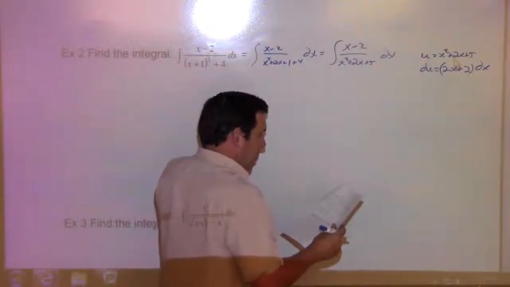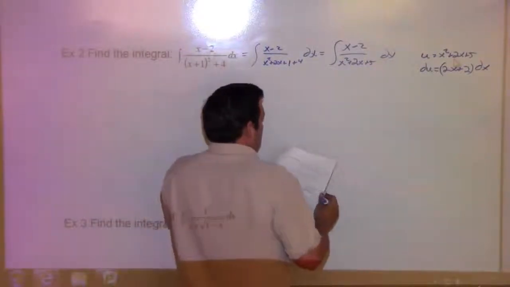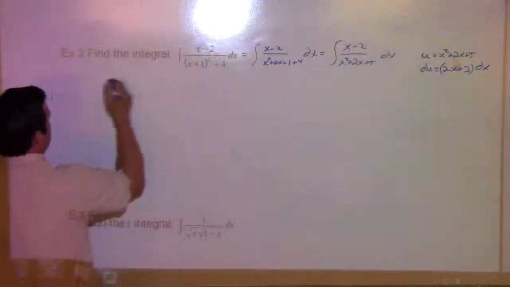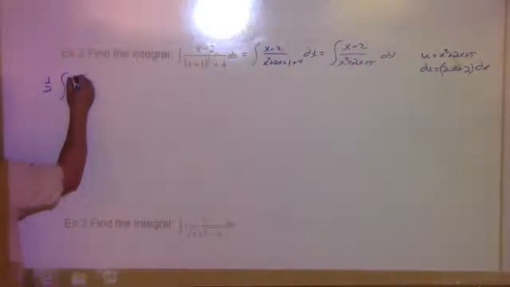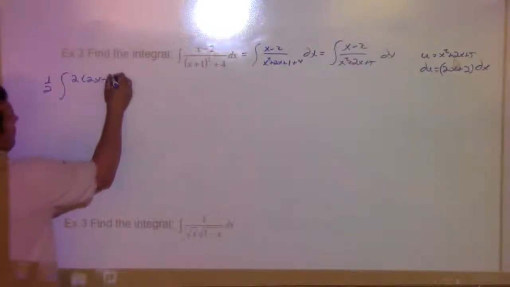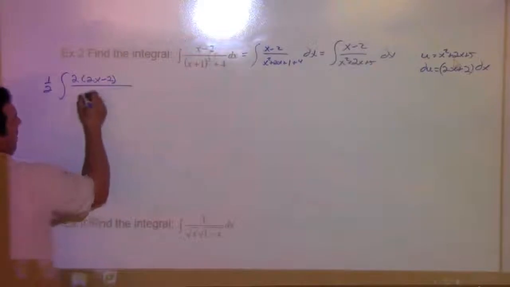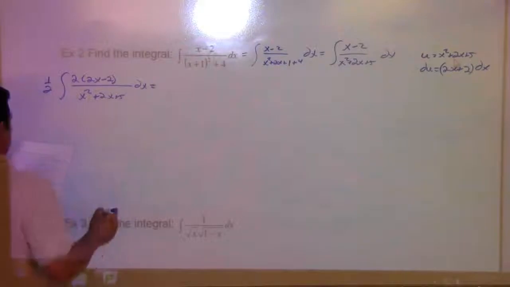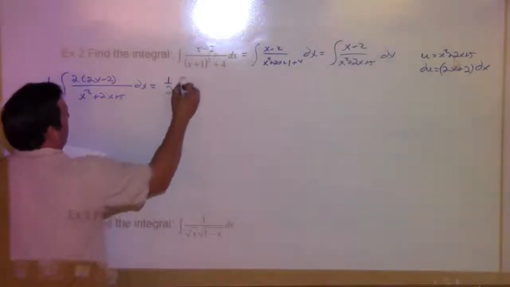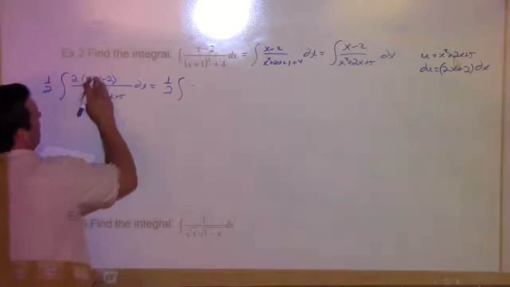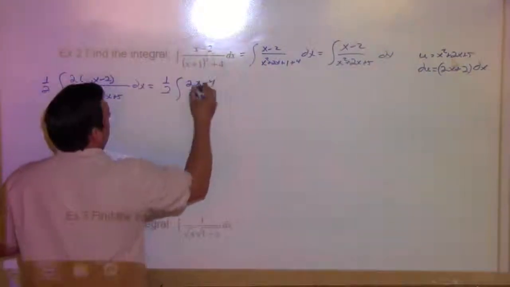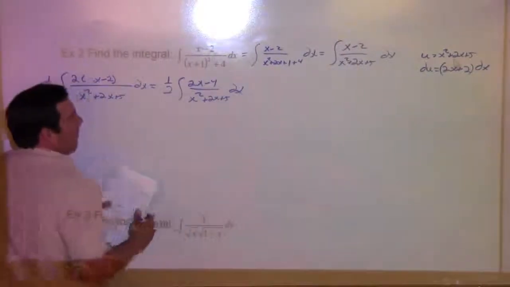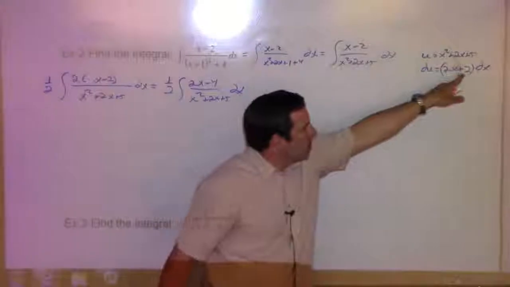What we can do with that is to try to make this appear as 2x plus 2. So if we said 1/2 integral of 2 times 2x minus 2 over x squared plus 2x plus 5 dx, that would be 1/2 integral of, sorry, that's not a 2 here, it's just x, 2x minus 4 over x squared plus 2x plus 5 dx. So again, my goal is to make this look like 2x plus 2.